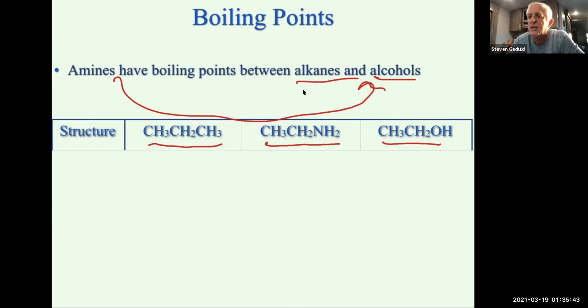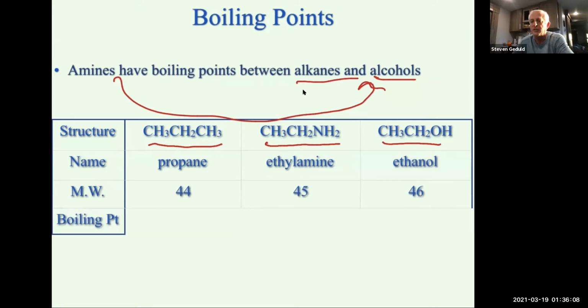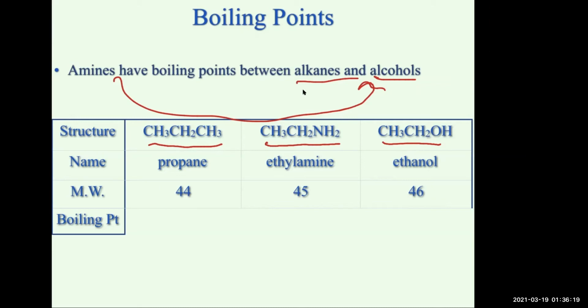Okay. All right, so we'll compare those here. The name of that, we should all have that, is propane. The name of the amine is going to be ethylamine. It's an ethyl group you can see attached to the amine. We'll get to naming those in a second. And then that is ethanol. Okay, similar molecular weights. The molecular weights are going to be 44, 45, 46. So similar molecular weights. Boiling points. Which one of those three, just from what we already talked about, is going to have the lowest boiling point? Alkane. Perfect. Propane. Which has the highest boiling point?